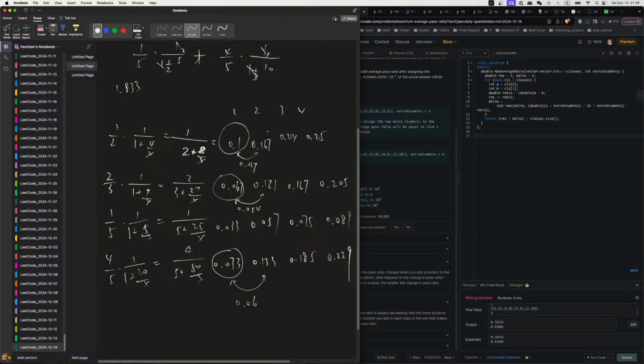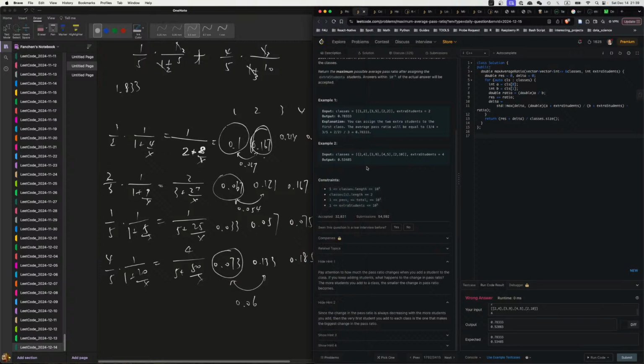Right, yeah, so basically you pick this. So eventually you add 2 to the first one, 1 to the second one, 0 to the third one, 1 to the fourth one. Hey, I got it. I need to use hints.